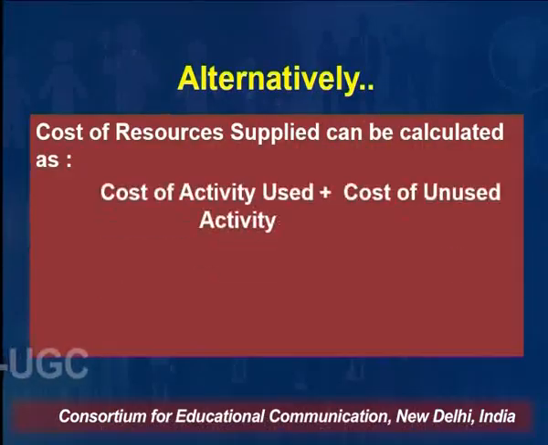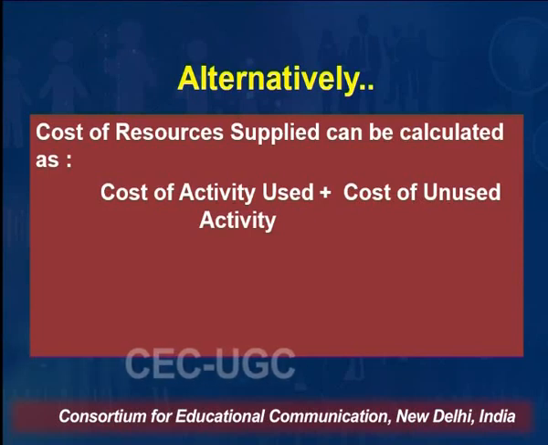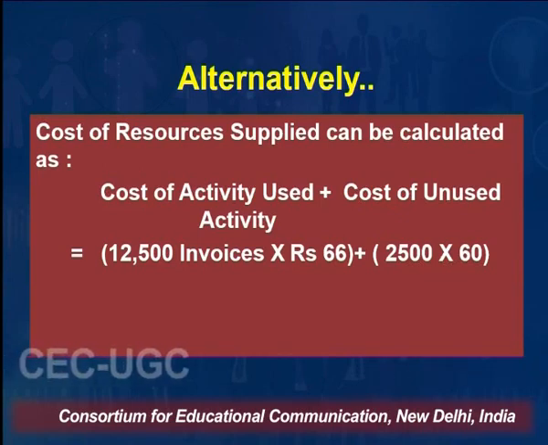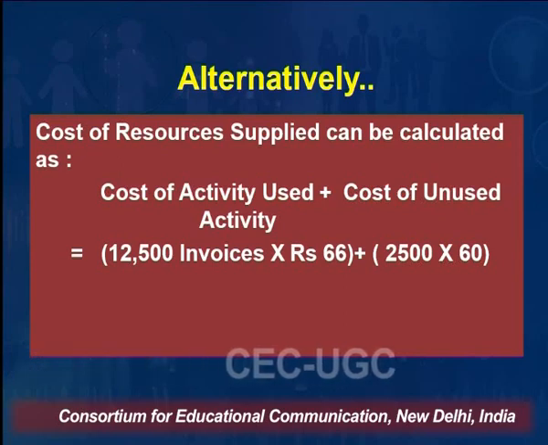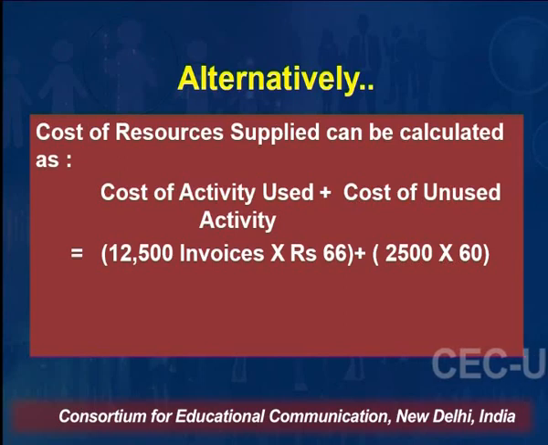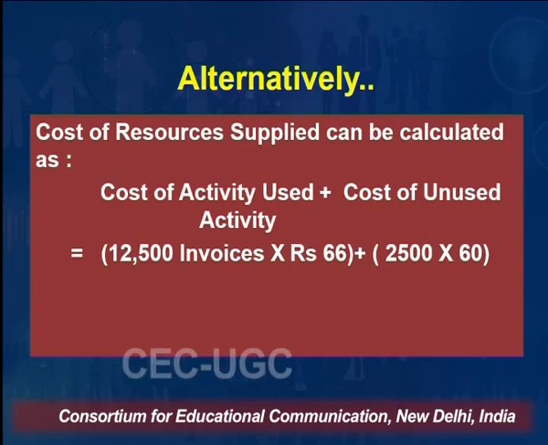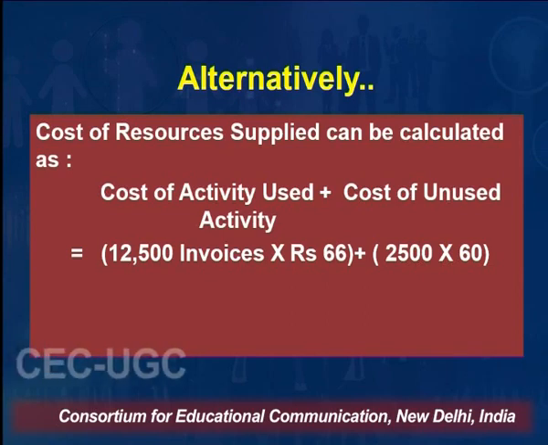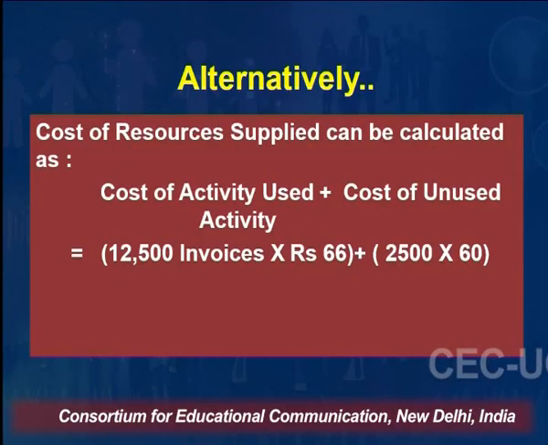Very simple. Here we calculate the cost of resources like this: cost of activity used plus cost of unused activity. Now the cost of activity used, for 12,500 invoices, is where the entire cost is being incurred. Whether it was fixed cost or variable cost, it is calculated. That is why, if you see here, we are multiplying 12,500 invoices by rupees 66. So the entire cost is being incurred, and we are not doing any segregation like fixed or variable. We are straight away putting 12,500 invoices into 66.